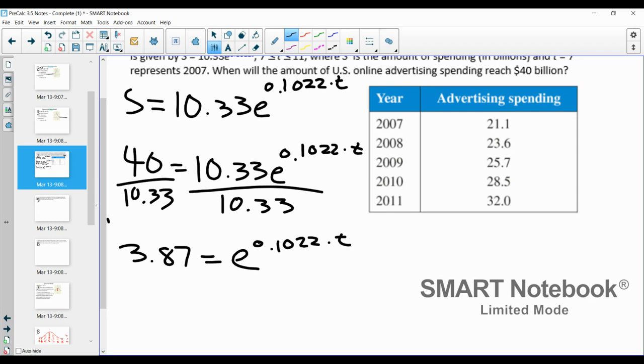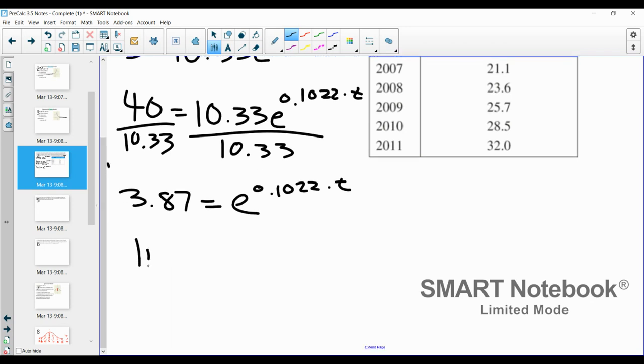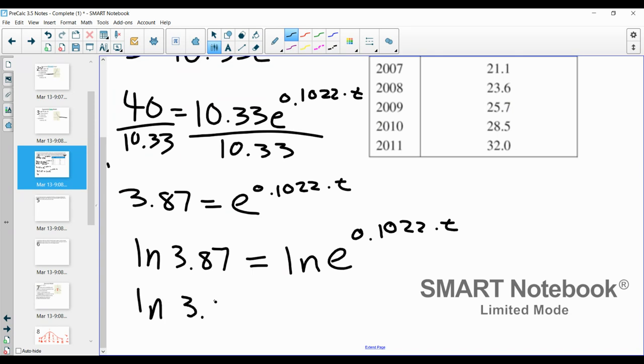And so this becomes the natural log of 3.87 equals the natural log of e to the 0.1022 times t. The power rule is going to bring the exponent down, and the ln of e equals 1. And so what I'm going to be left with here is the ln of 3.87 equals 0.1022 times t.